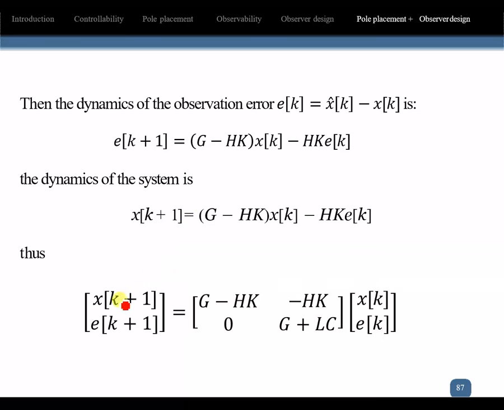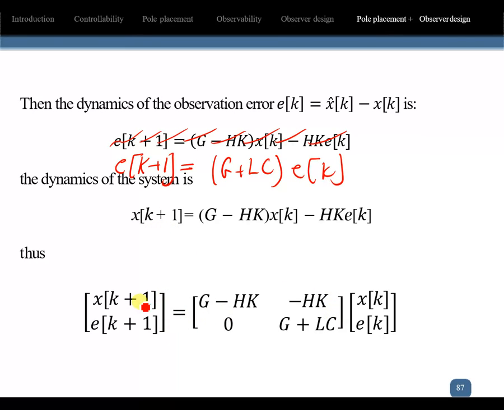And you can find x(k+1) and e(k+1). Sorry, I must modify this: e(k+1) is equal to (J + LC) e(k). We saw this in the previous slide, the e(k). This is for the x(k+1). Then you can find x(k+1) and e(k+1) in this block form.